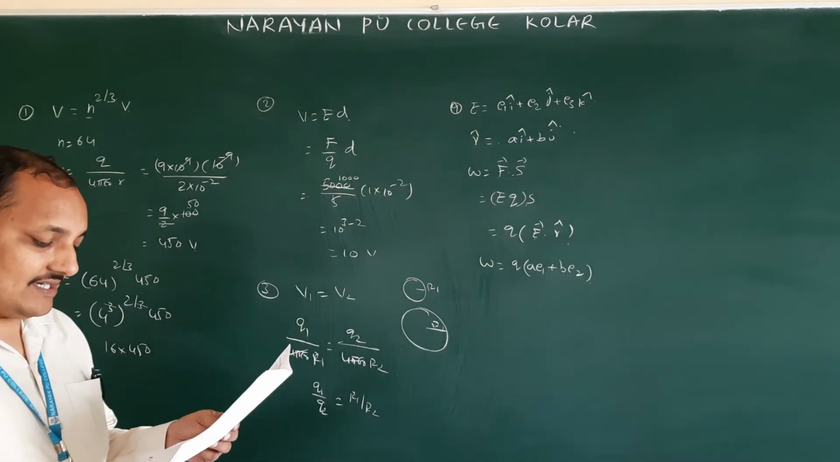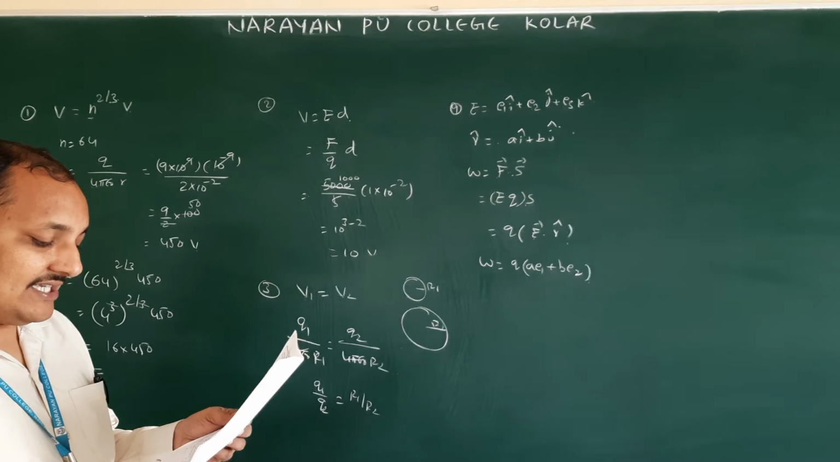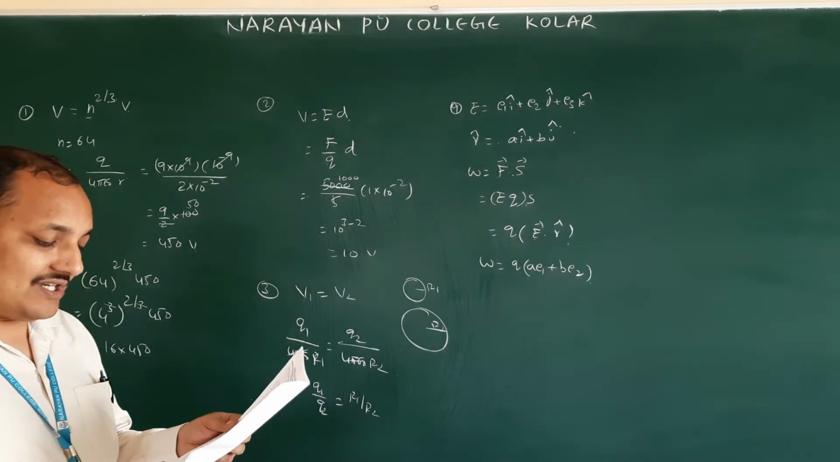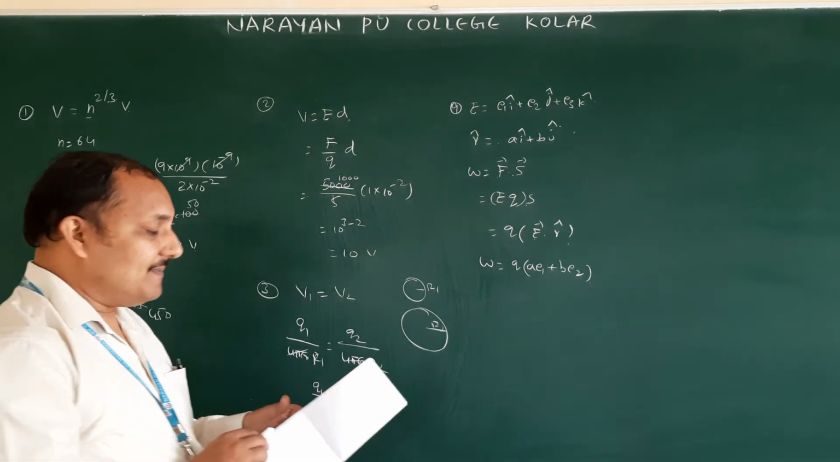That is also a direct equation. An electron of mass m and charge e is accelerated from rest through a potential difference V in vacuum. The final speed of the electron?